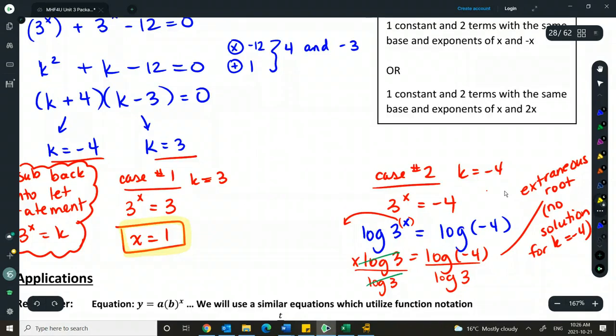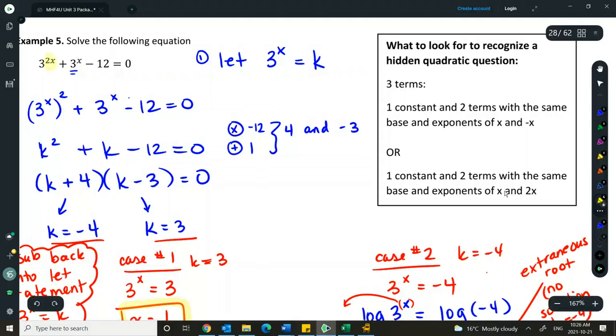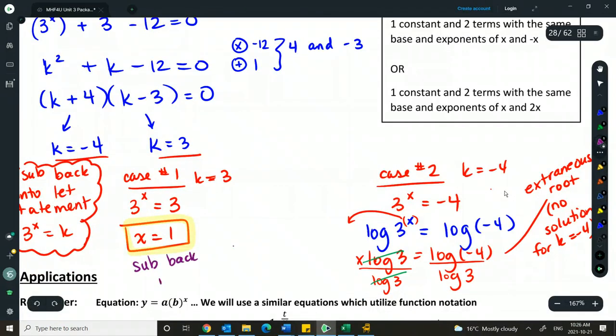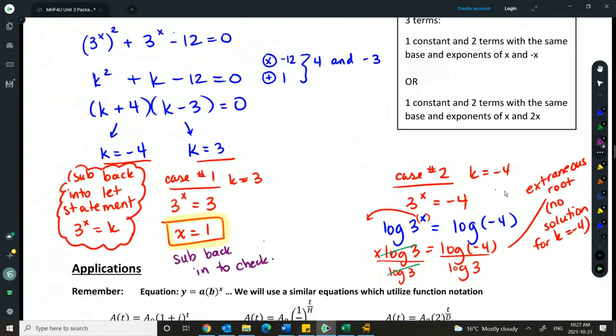How can I check my answer? Lexi? Put it back in the original equation. Make sure you get that the left side here is equal to 0 when you sub it back in for the x's. Okay, so again, for all of these, you sub back in to check. Can I answer any questions on this one?